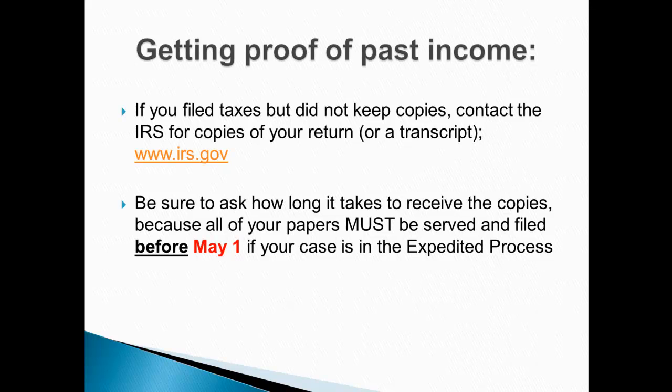In ex-pro cases, the Child Support Agency takes the necessary steps to get COLA increases for child support orders. Unless you challenge the COLA increase in court by April 30th, the Child Support Agency will adjust your basic child support obligation on May 1st, every other year. It is very important to gather your proof as soon as possible because all of your motion papers and financial documents must be served and filed before May 1st if your case is in the expedited process.